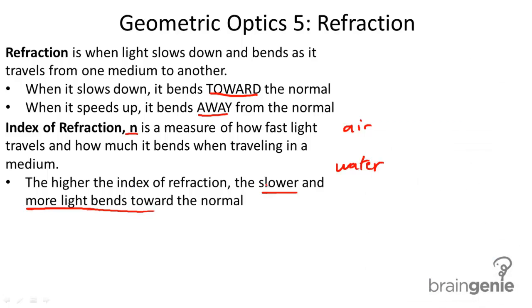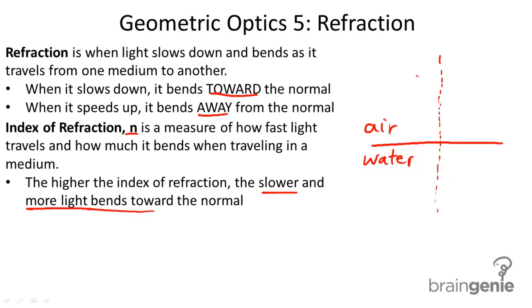Now, let's diagram this out. So let's say I have two mediums. I have air and I have water. This is my boundary. Now, I have my normal line, which is perpendicular to the boundary. And then I have my incident ray. So I have an incident ray entering at some angle, let's say 45 degrees. This is my incident ray.